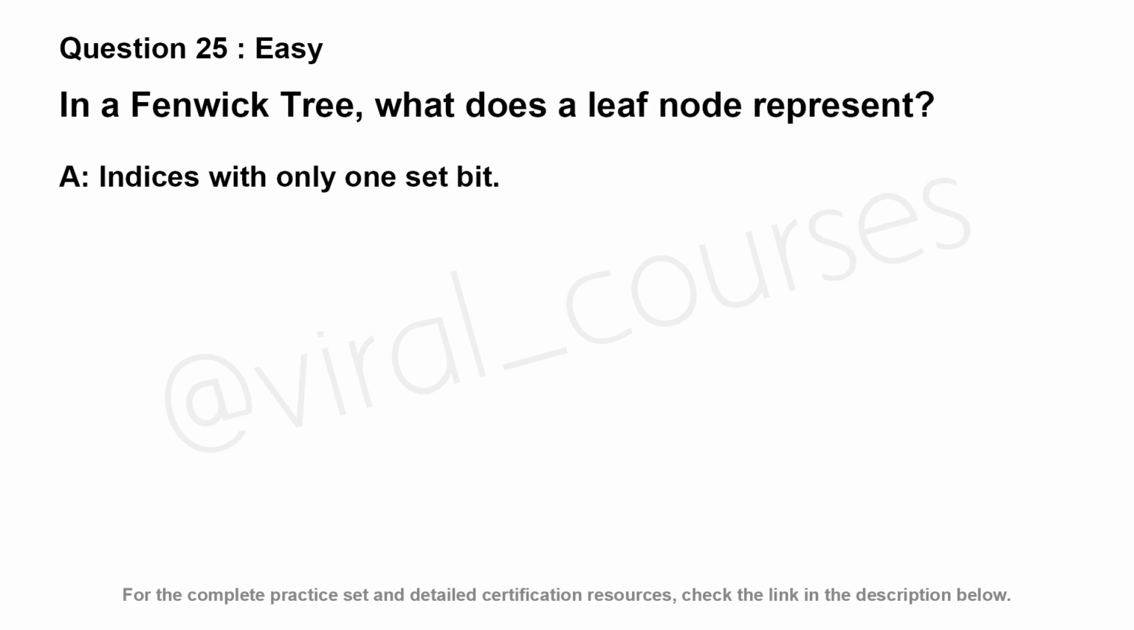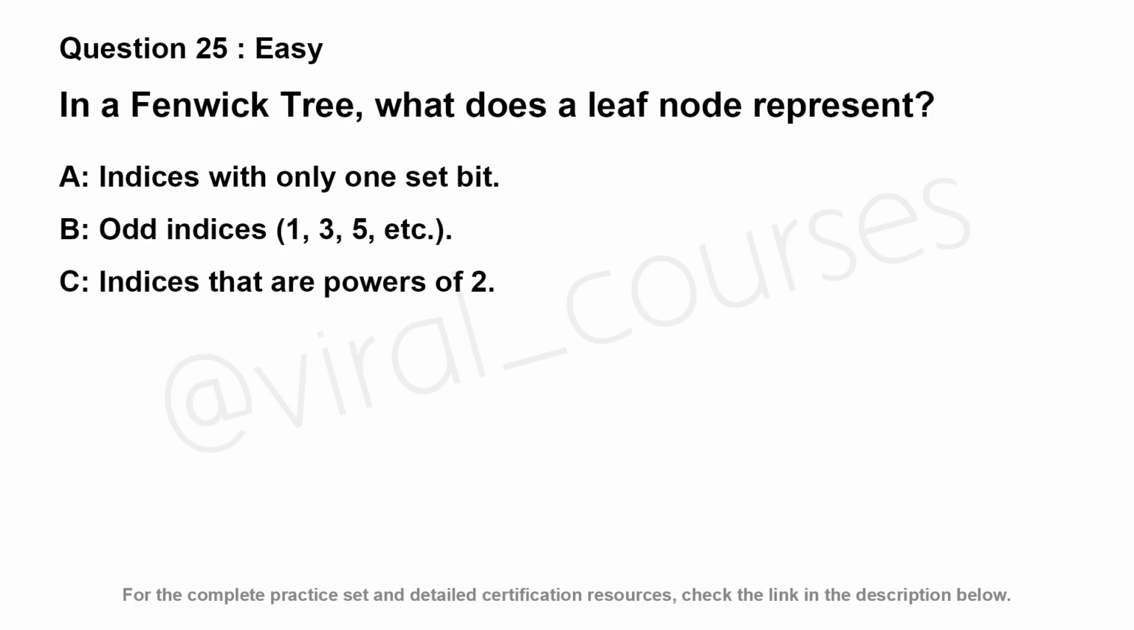In a Fenwick tree, what does a leaf node represent? Option A, indices with only one set bit. Option B, odd indices, 1, 3, 5, etc. Option C, indices that are powers of 2. Option D, indices at the end of the array.